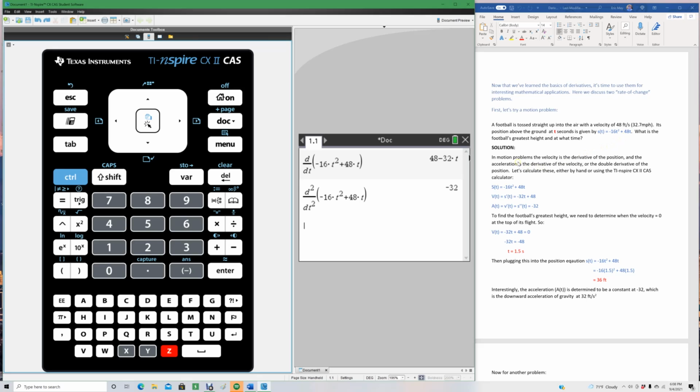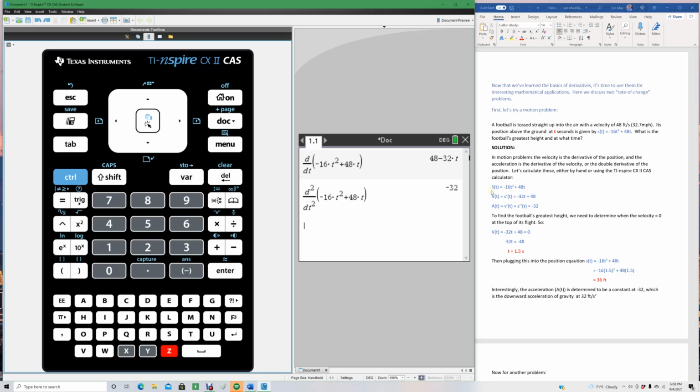Okay, in motion problems, the velocity happens to be the derivative of the position, and the acceleration is the derivative of the velocity, or to put it differently, the double derivative of the position. Let's calculate these either by hand or by using our TI-Nspire CX2 CAS calculator.